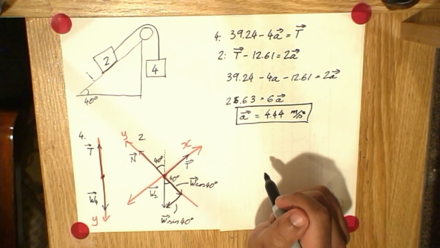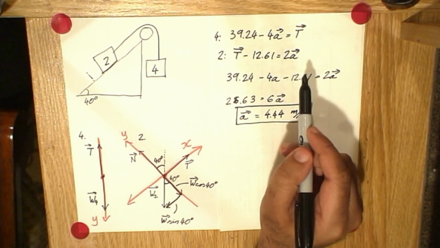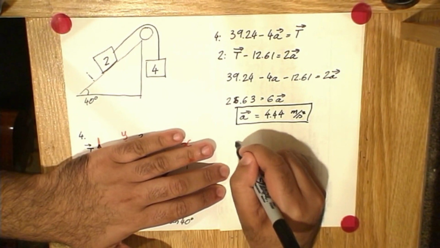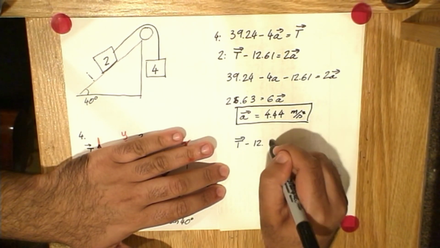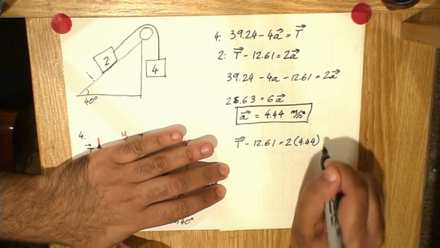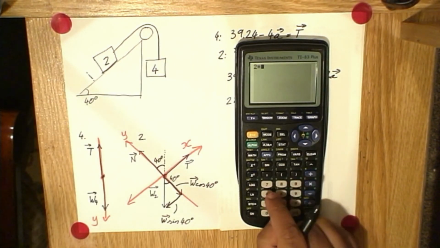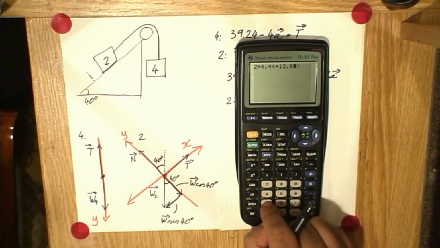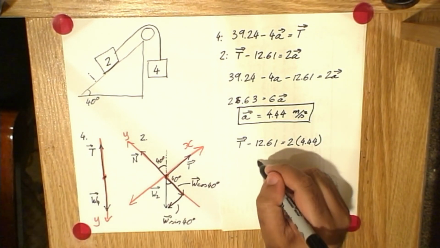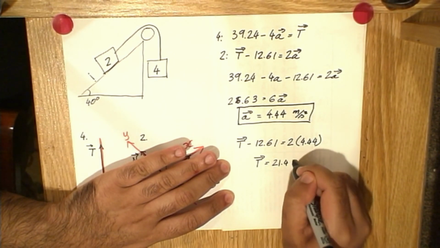Now, the last thing to solve for is the tension. And we were told that we could use either one of these equations to solve for it. I think the second one looks a little easier. So, tension minus 12.61 equals 2 times 4.44. Therefore, 2 times 4.44 plus 12.61 gives us 21.49. So the tension in this rope, or in this string, is 21.49 newtons.